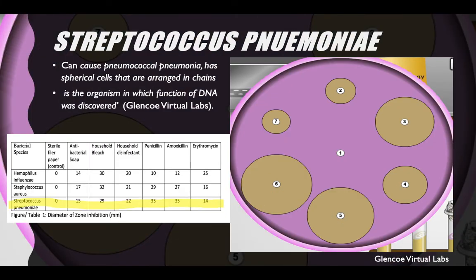And the slide for Streptococcus pneumoniae. It can cause pneumococcal pneumonia, has spherical cells that are arranged in chains, and is the organism in which the function of DNA was discovered. So that's just something about that, and their results are recorded in the chart as well, the highlighted portion, with the image on the right.